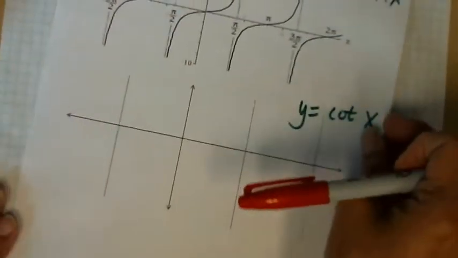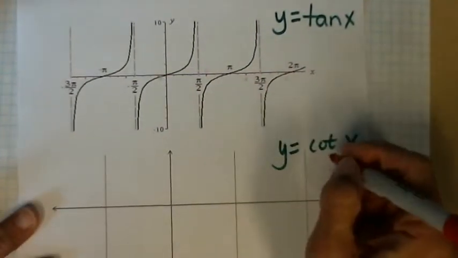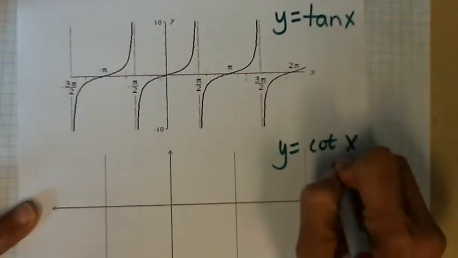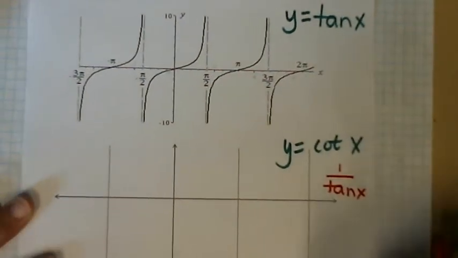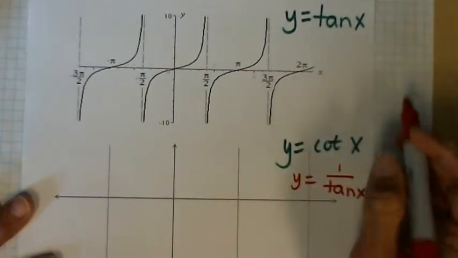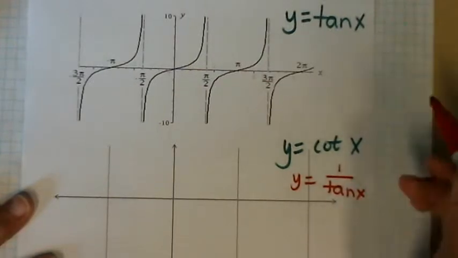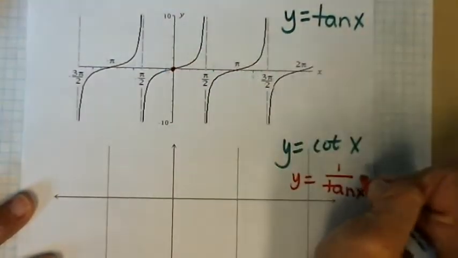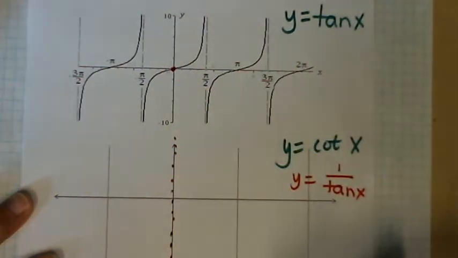So if I look at tangent versus cotangent. So cotangent is 1 over tangent. So the same idea. When tangent is 0, I'll have an asymptote. Okay. So tangent is 0 when x is 0, so cotangent will have an asymptote.